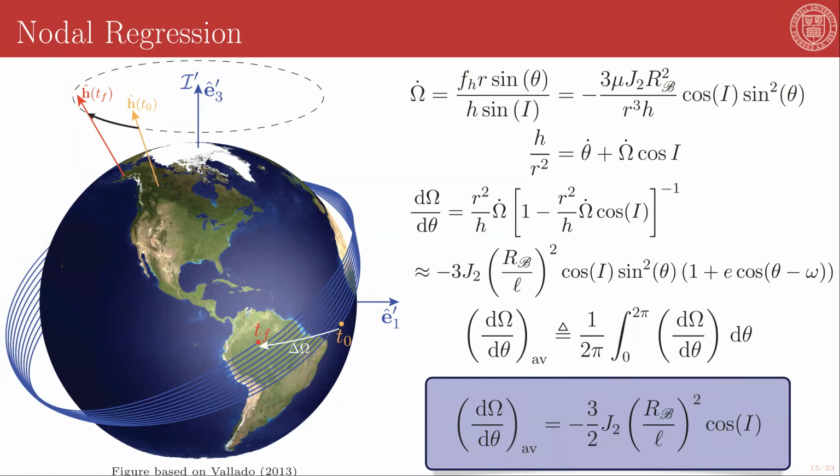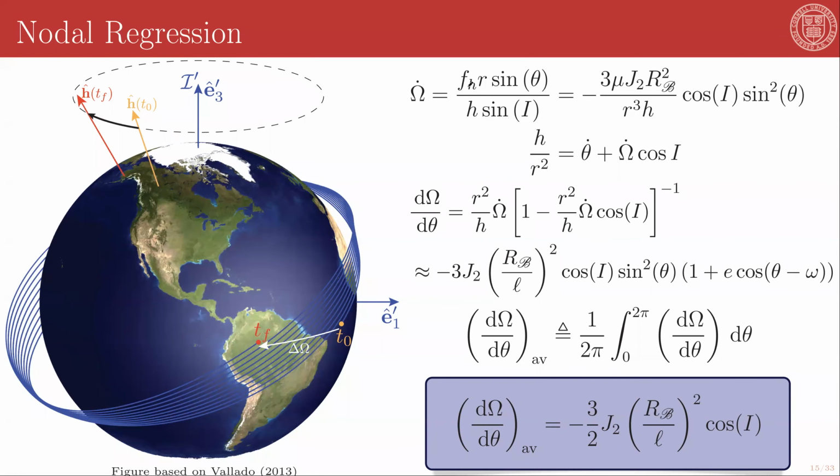We'll start by considering the rate of change of the longitude of the ascending node. Recall that Gauss's perturbation equations tell us that Ω̇ is given by f_h times the orbital radius magnitude times the sine of the argument of latitude, divided by the magnitude of the specific angular momentum times the sine of the orbit's inclination.